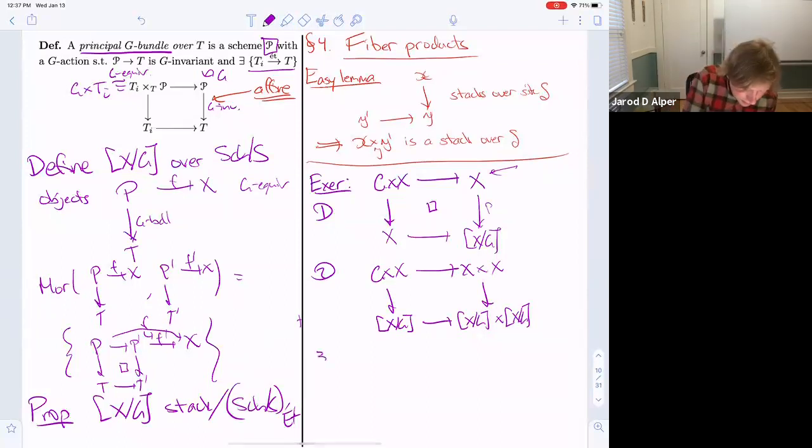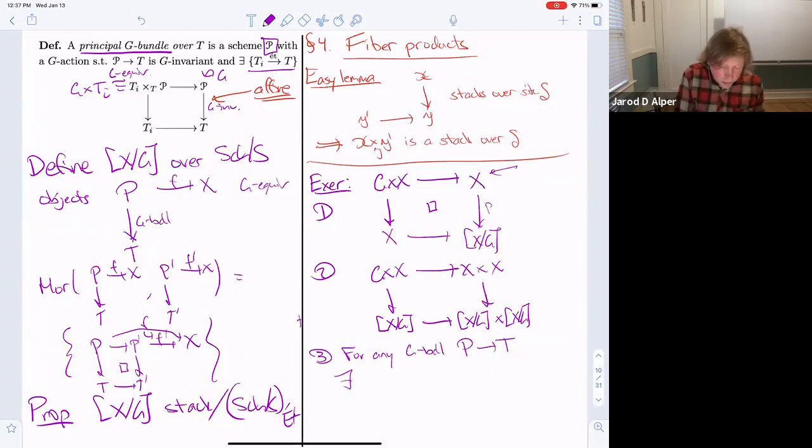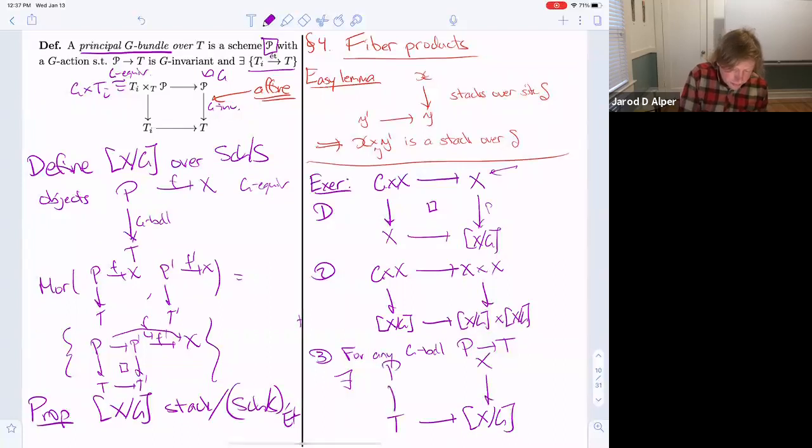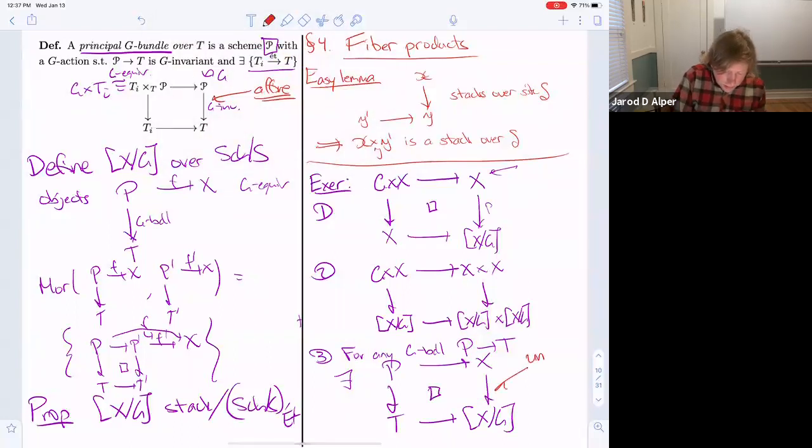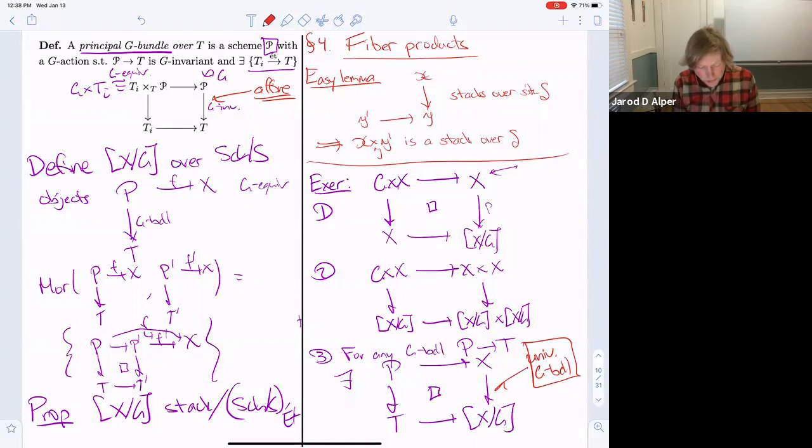And the third property is that for any principal G bundle, say P over T, we know that T then maps to this quotient stack by the 2-Yoneda lemma. And the statement is that you get a Cartesian diagram like this. And so what this says is that this is the universal G bundle. Let me say that again, it's the universal G bundle. I really want to highlight that. It's just a spectacular consequence.